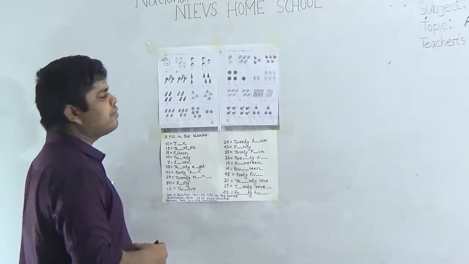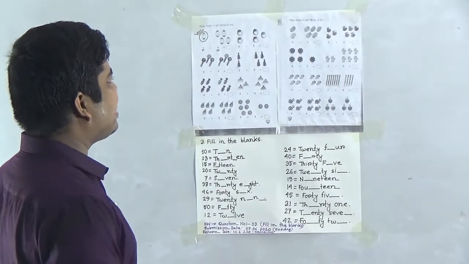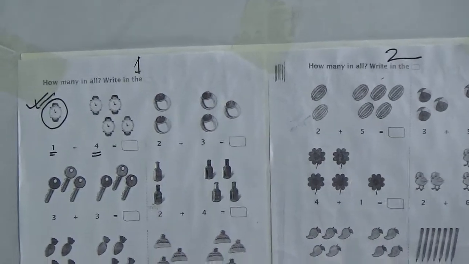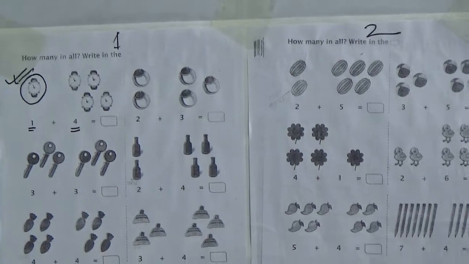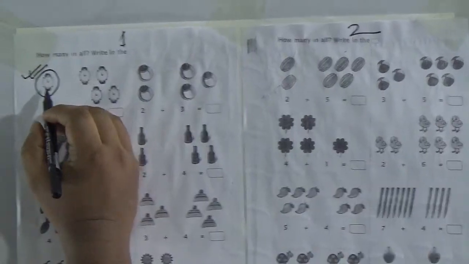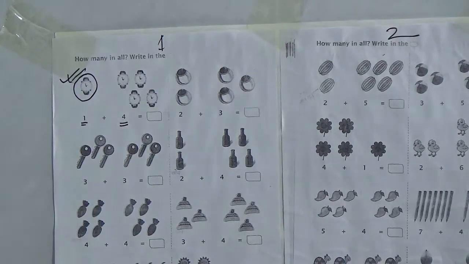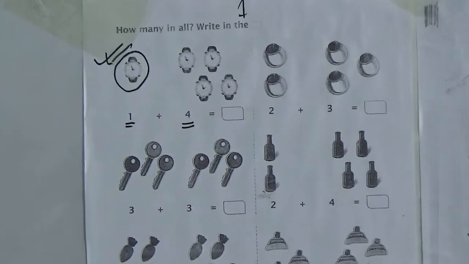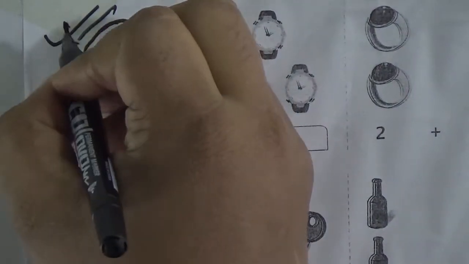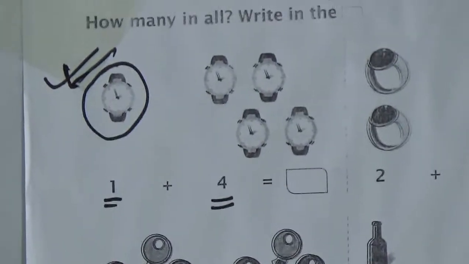At first we do addition. That means there are two pages, page number 1 and page number 2. This page contains some figures and this page also contains some figures. So here we count the number of things and then add all the things. So start. Our first figure contains some watches.